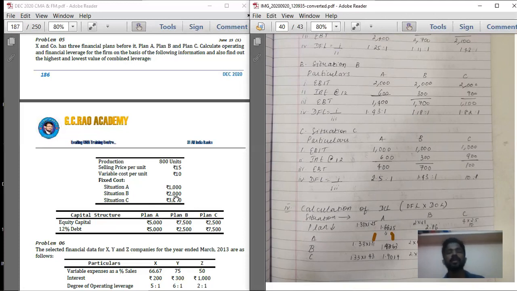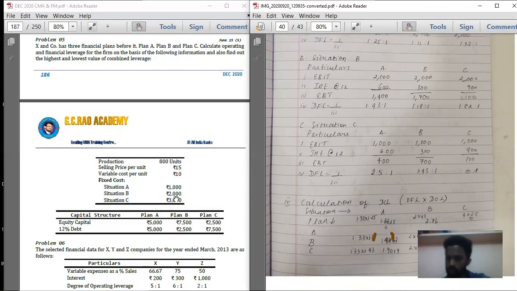And point number 2 is that degree of combined leverage can be calculated either by dividing contribution by EBT, or by multiplying degree of operating leverage into degree of financial leverage. As I told in the beginning itself, degree of combined leverage is equal to DOL into DFL. So that is what we are going to do here. If we do the direct calculation, it will take time.